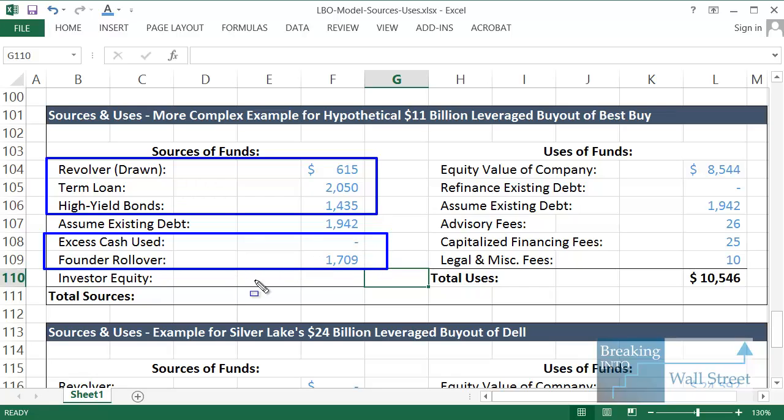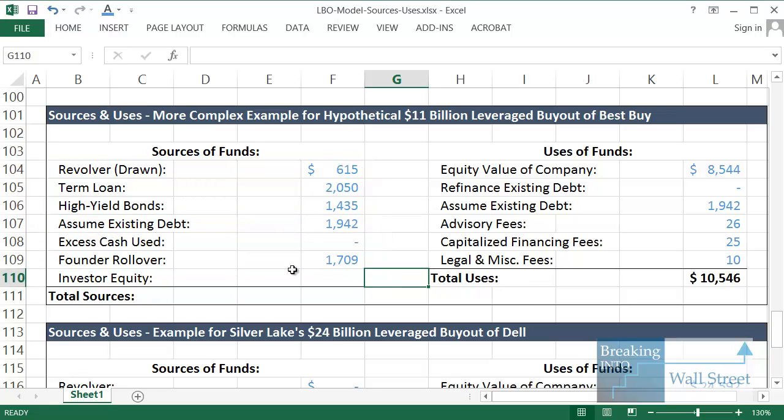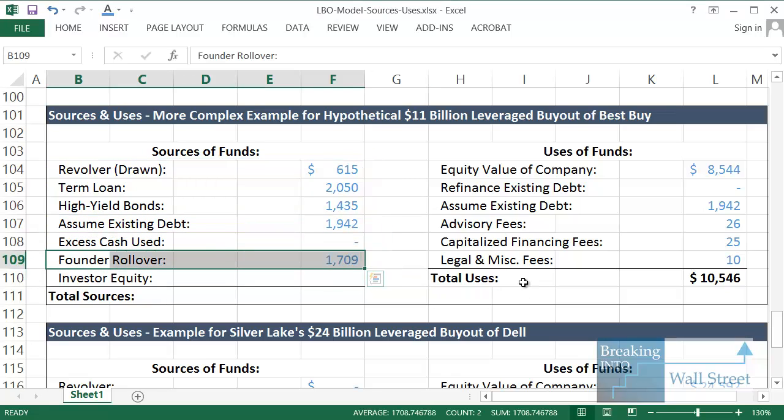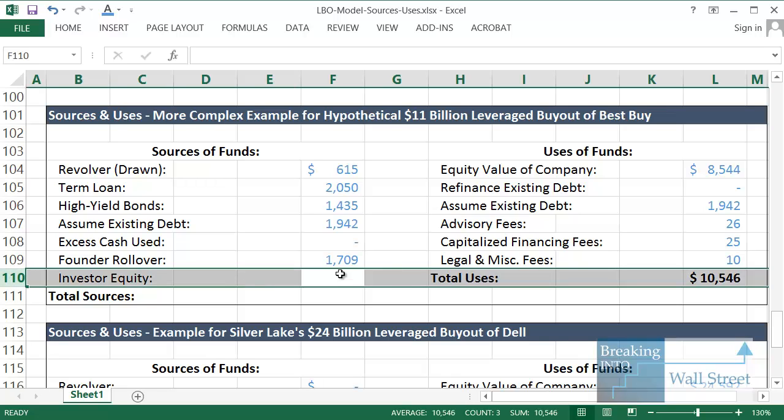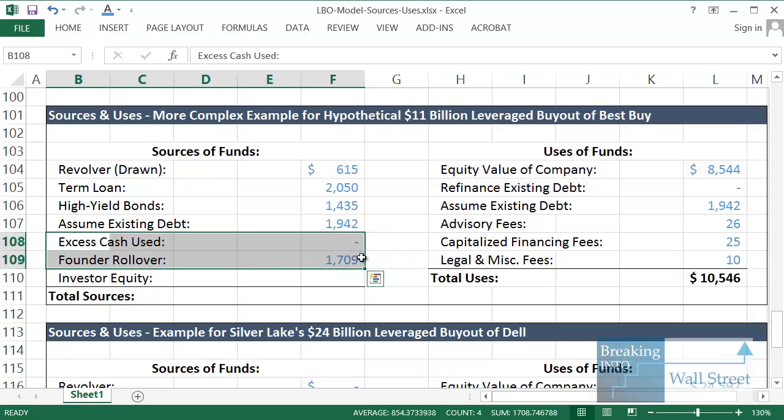And then this other item here, founder rollover. So in this case, the founder of Best Buy owned 20% of the company. And in this scenario, if you have a founder or a management team that is keeping a certain percent of the company, what's going to happen is that it counts as a source of funds. Why? Because if they're keeping 20%, the private equity firm only needs to acquire 80% of the company, not 100%, thereby reducing the investor equity that's required to do the deal. So these are both funding sources because, again, it reduces the amount that the private equity firm has to pay.